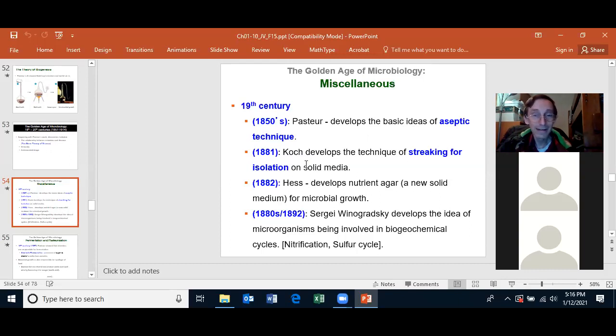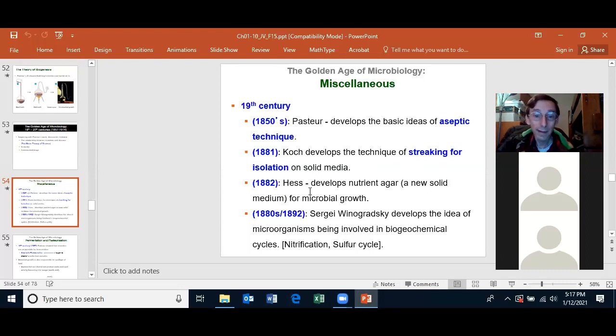Dr. Koch developed the technique for streaking for isolation on a solid media, and what he did was he made it very easy to work with the pure culture. You can get a pure culture just by streaking the bacteria or the microbes on a solid media and getting isolated colonies. And if you do it 2 times, meaning you streak your culture through 2 isolated colonies, the chance of getting a pure culture is very high. And so that's why the streaking for isolation in solid media was very important for microbiology.